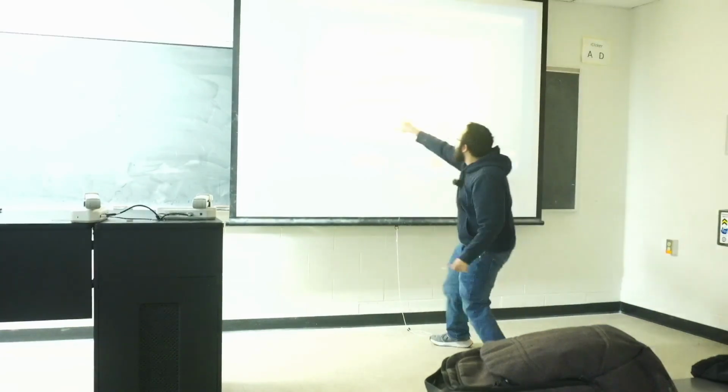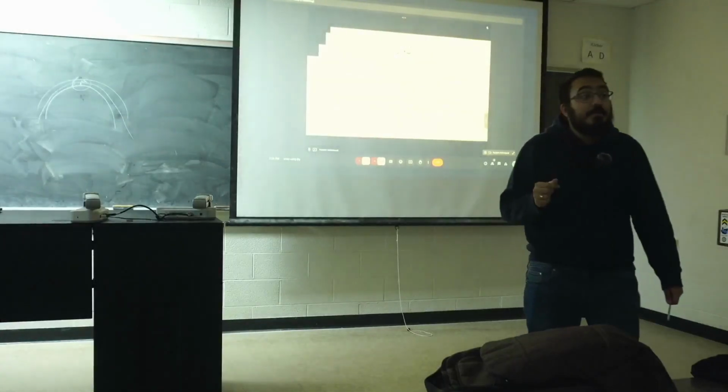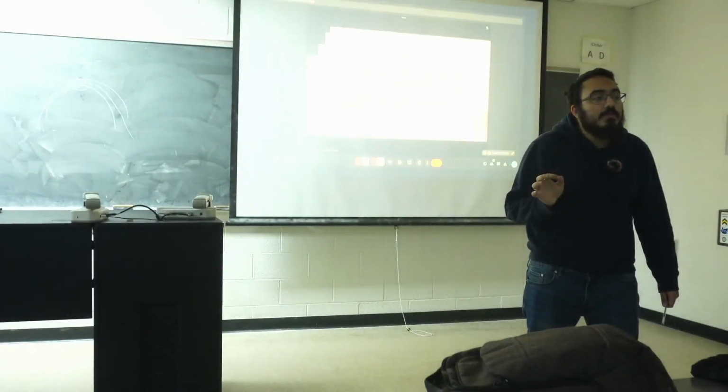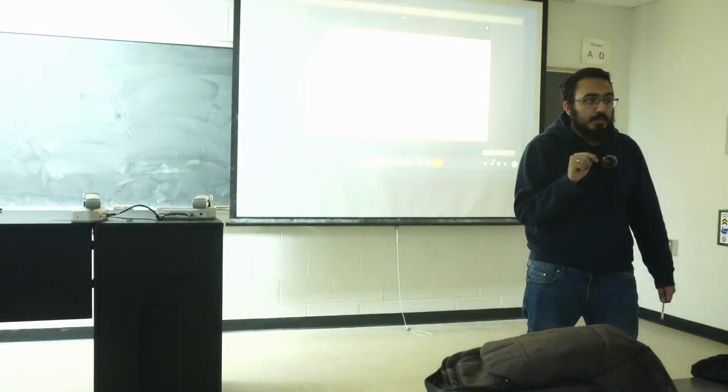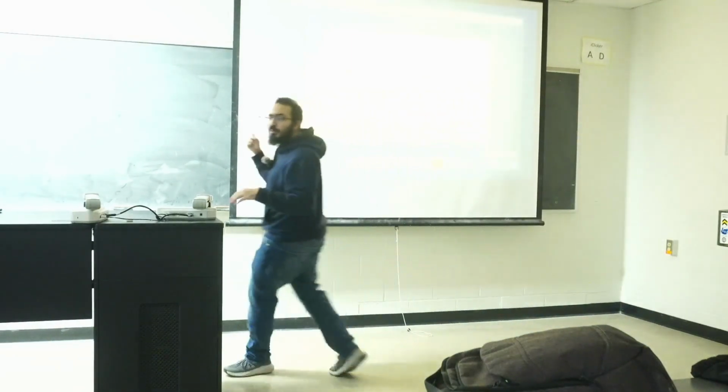So the tip of the tongue intercepts most of the sound, except the gap created, causing partial flow. So again, without the gap created, what's going to happen? With the gap, that's the correct way of doing ra. So partial flow of sound. The sound is completely blocked, but I keep a small gap. And this gap, the air flows through. Okay? Make sense? I'm going through this part because it's mostly theoretical.